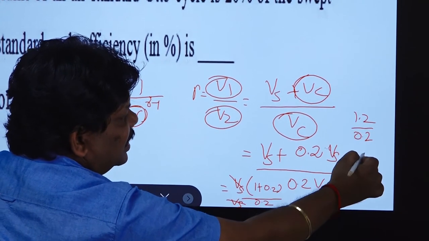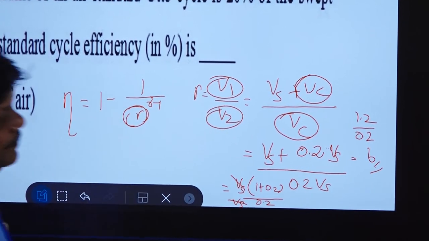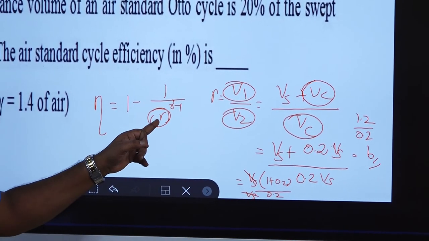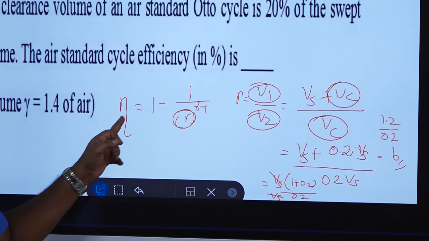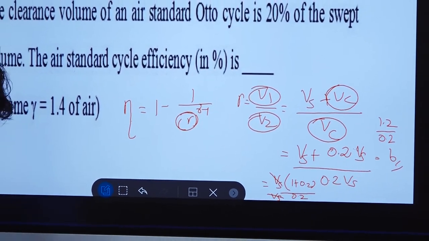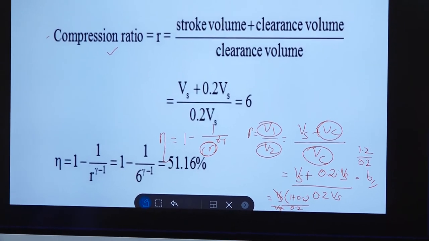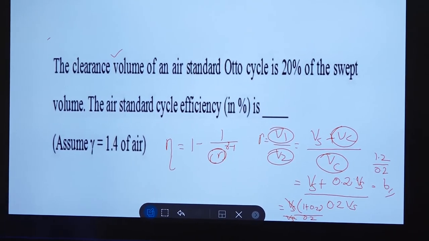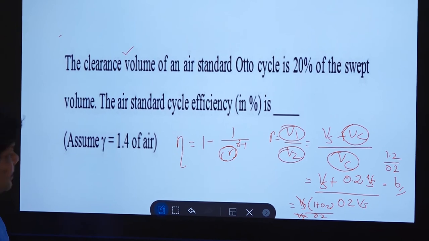So what is the answer? 6 2s are 12, so 6. The answer is R is 6. So you substitute the value of R here. Gamma is given to you, so you will get the answer, and the answer is 51.16%. Okay, so this is a numerical type question.